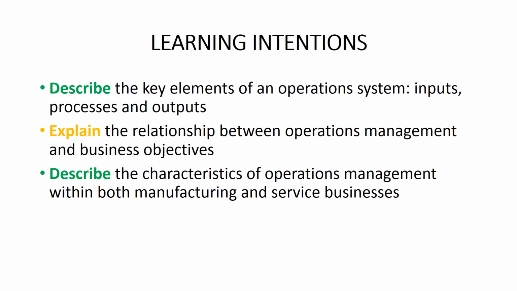This brings us to the end of this video. As a result of watching and taking notes on this video, you should now be able to do 3 things. The first thing that you should be able to do is to describe the key elements of an operation system, namely inputs, processes, which I've referred to as transformation, and outputs. The second thing which you should be able to do is to explain the relationship between operations management and business objectives. And the third thing which you should be able to do is to describe the characteristics of operations management within both manufacturing and service businesses.